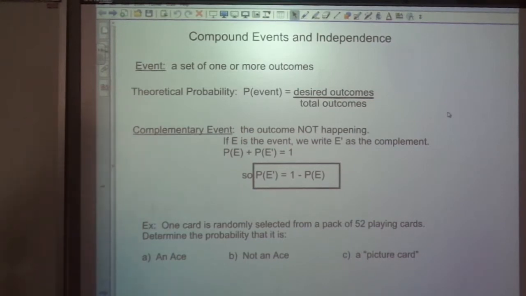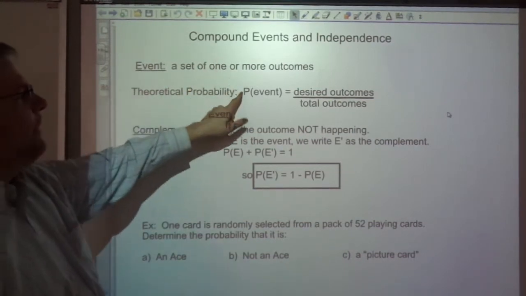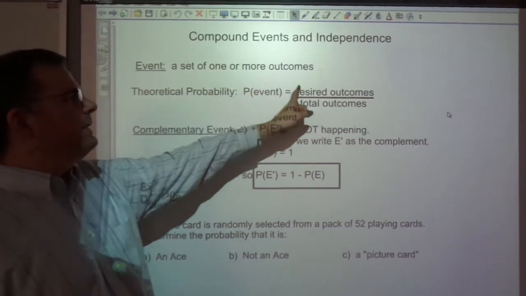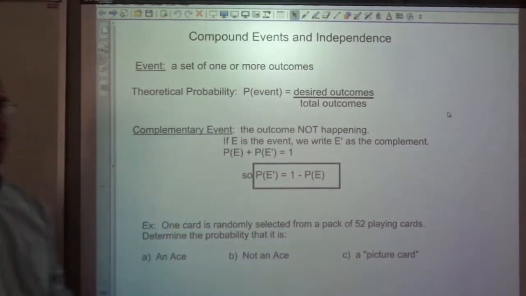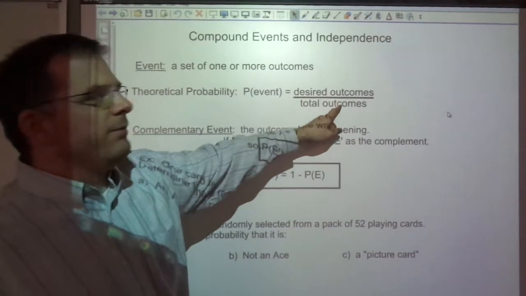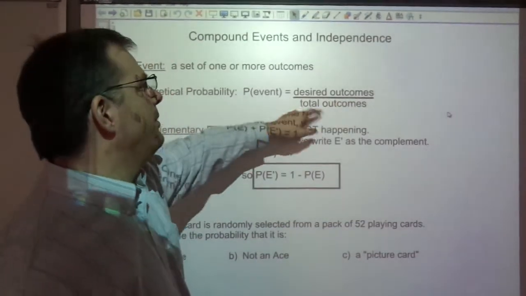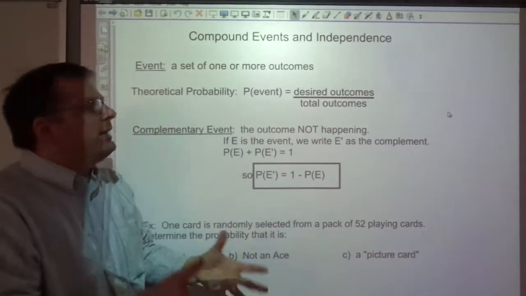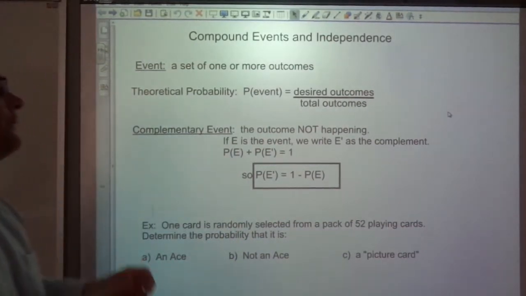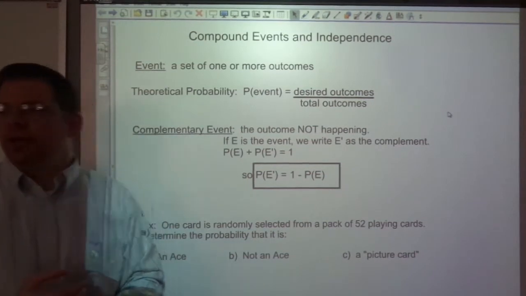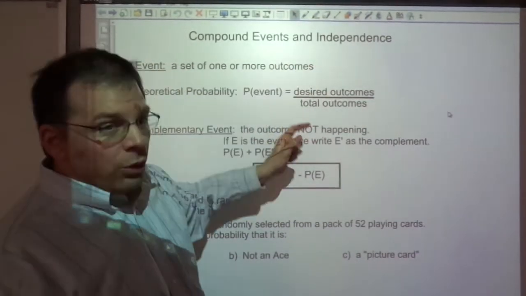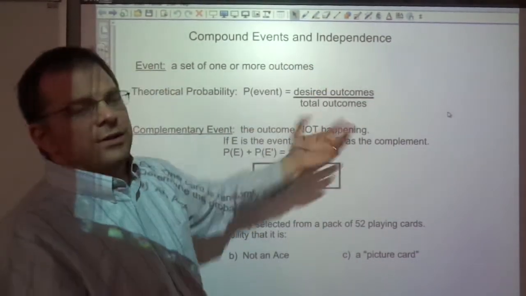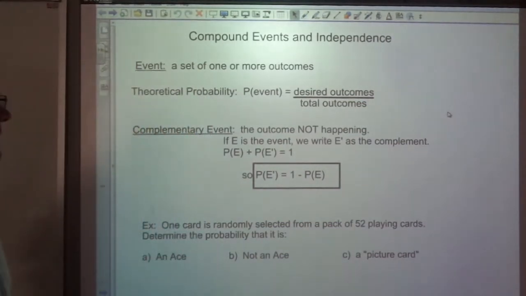And the theoretical probability, we've talked about the probability. We would read this as the probability of the event happening is equal to the desired outcomes, the ones that we want to see happen, divided by the total outcomes. So this is the sample space that we've been talking about, all the possible things that could happen. And this is the ones that we want to have happen from the event. So for example, if I wanted to say, what's the probability of rolling an odd number? Well, how many odd numbers are there? There are 3. Out of the total possible sample space of 6, so 3 out of 6, the probability is 50%.